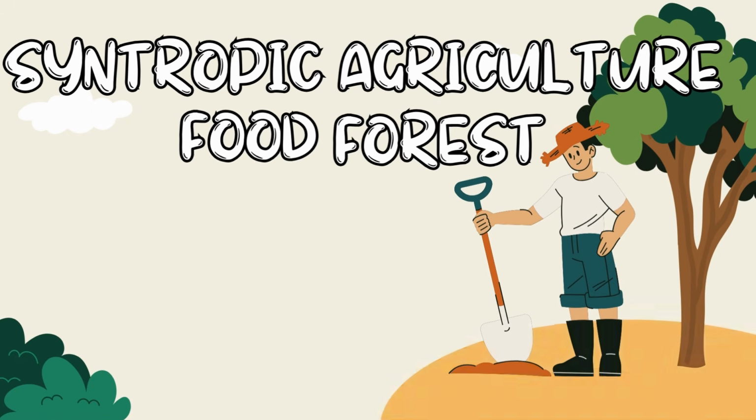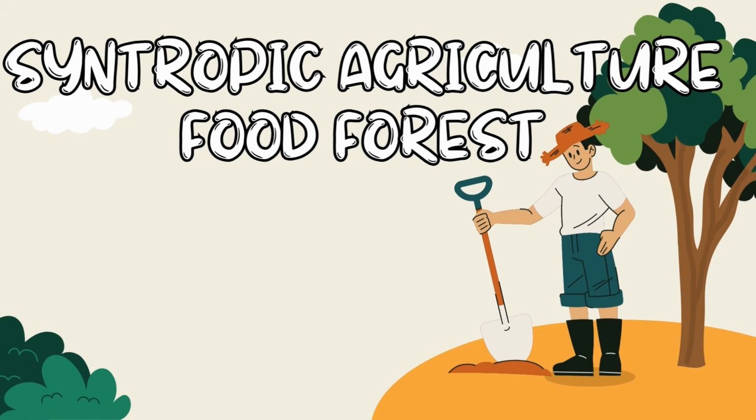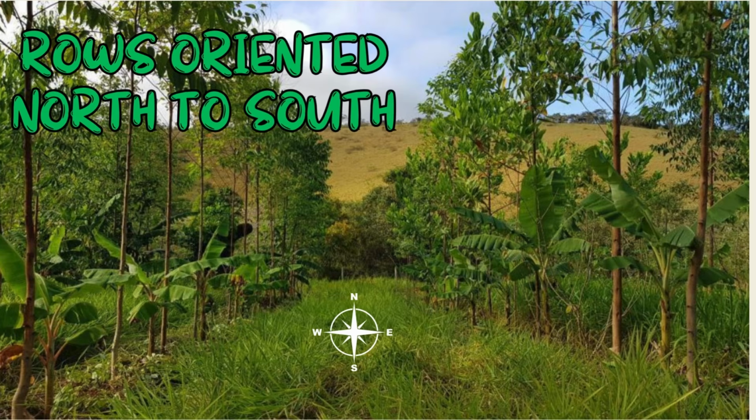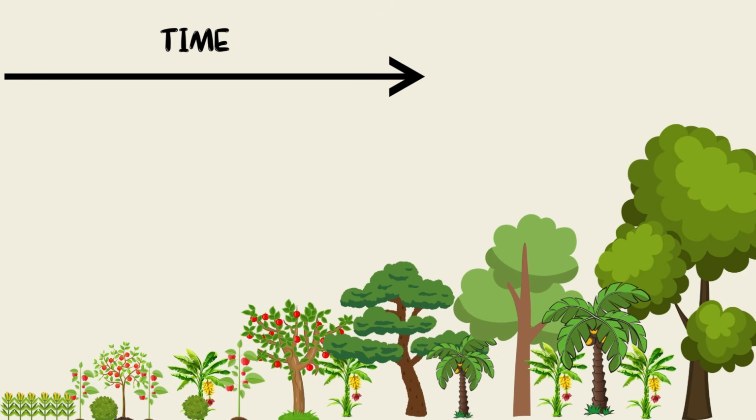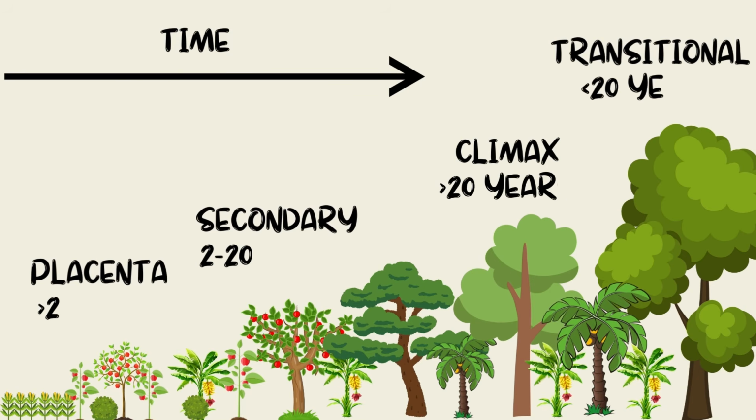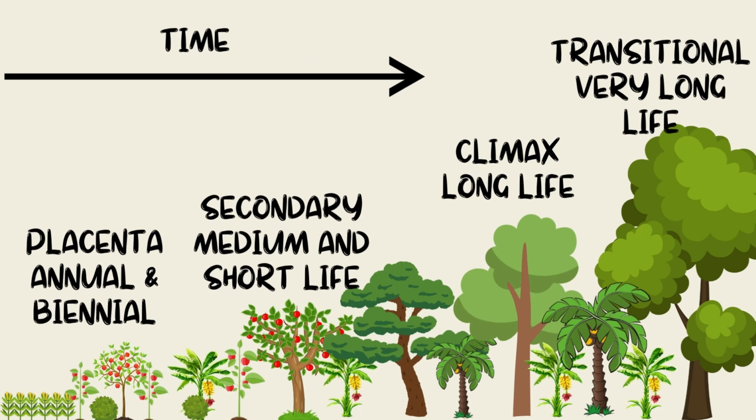And moving on to syntropic farming, in terms of row orientation, the preferred direction to plant the tree rows is north-south. This is for maximum solar absorption from morning to evening. In syntropic agriculture, the plants are introduced based on their successional stages, classified as placenta, secondary, climax, or transitional. As a result, you plant species in steps. So in the placenta stage, you've got annual plants. In the secondary stage, you have trees and shrubs of short and medium life cycle. In climax, you have long plant life cycle, and in the transitional stage you have very long plant life cycle.